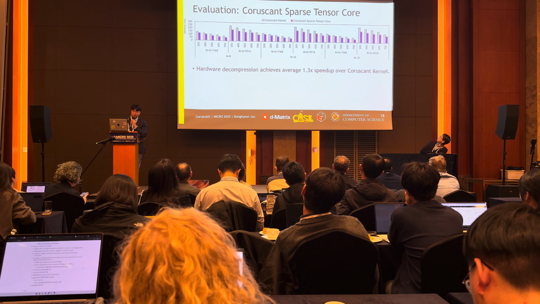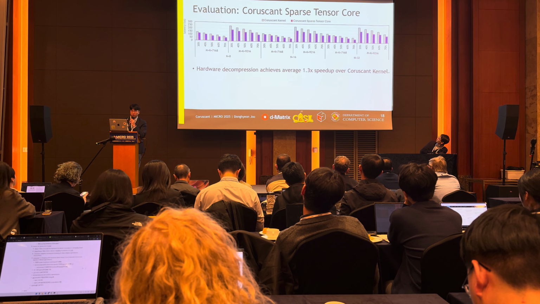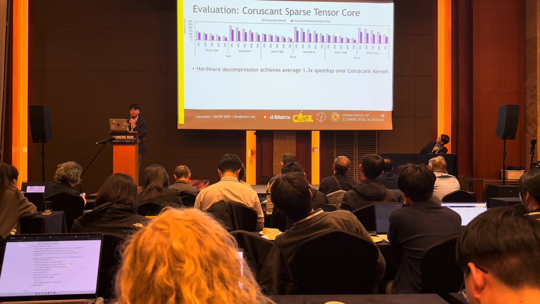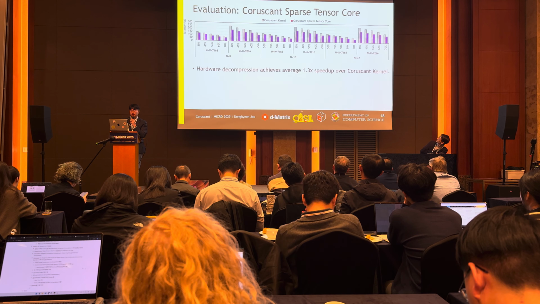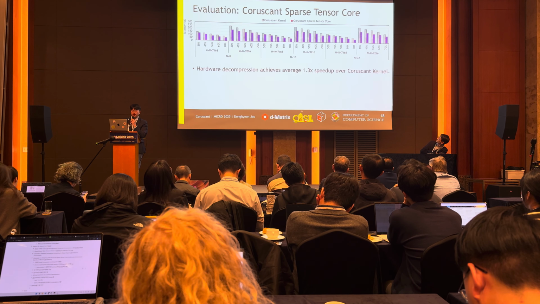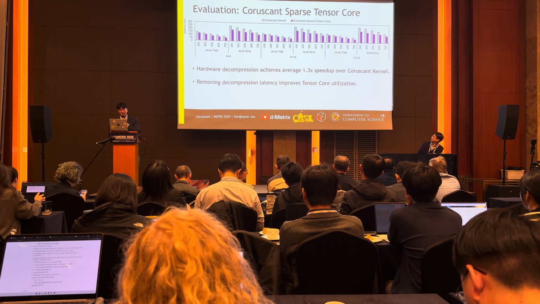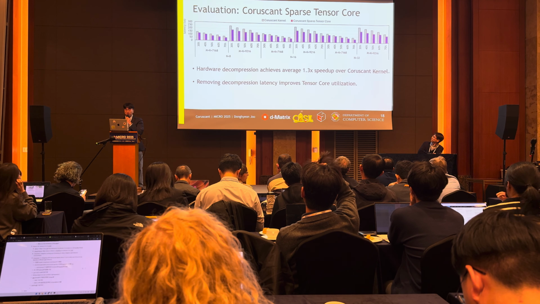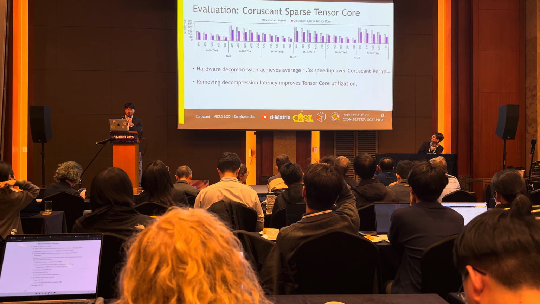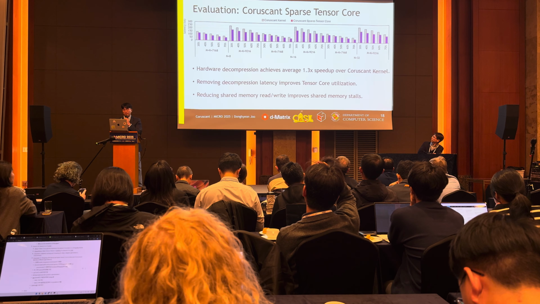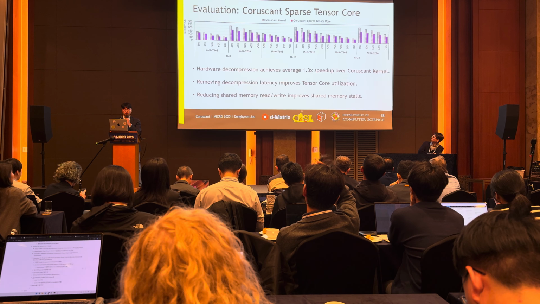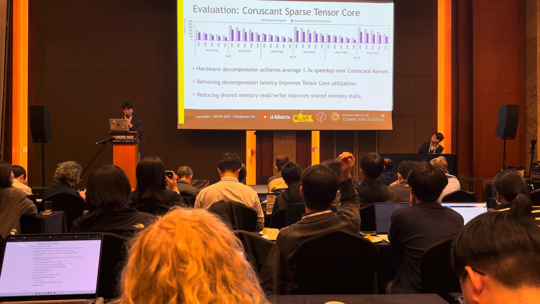And with the Tensor Core design removing software decompression overhead, we see that the Coruscant Sparse Tensor Core and kernel combined achieves an additional 1.3x speedup over the Coruscant kernel. By removing the decompression latency from each pipeline iteration, we observe an increase in Tensor Core utilization. And by reducing register and shared memory decompression, we also see a reduction in shared memory stalls.